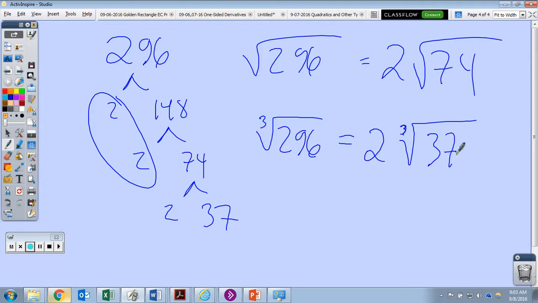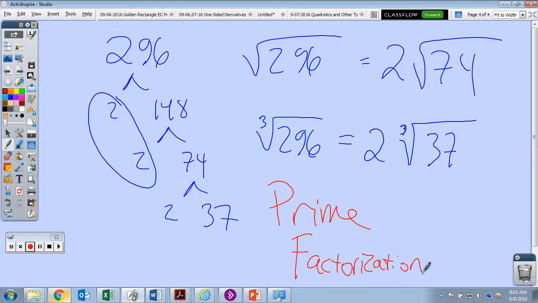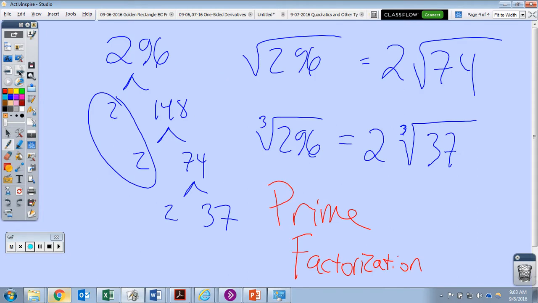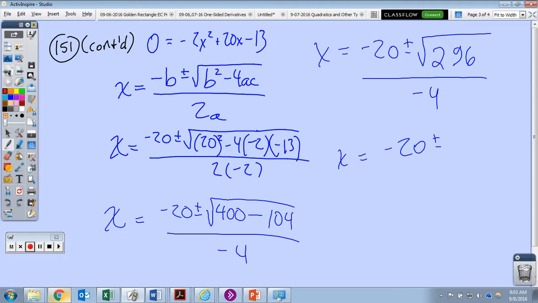If you want to look this up some other time, I'll write it down. This is called prime factorization. So we got 2 root 74, all over negative 4.